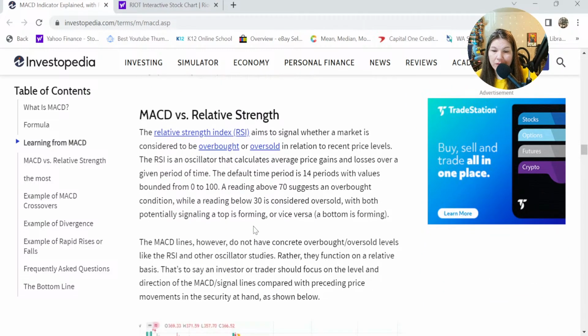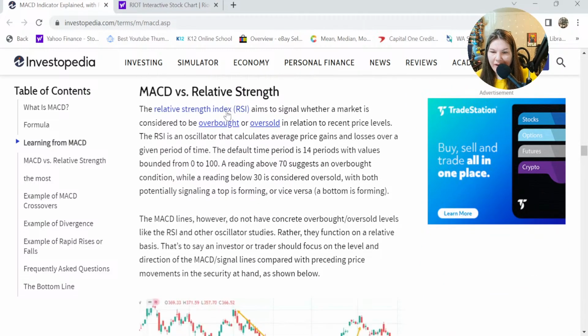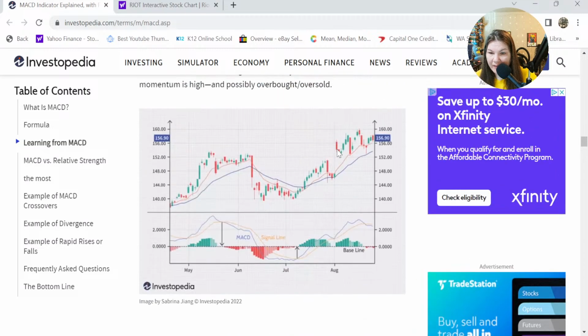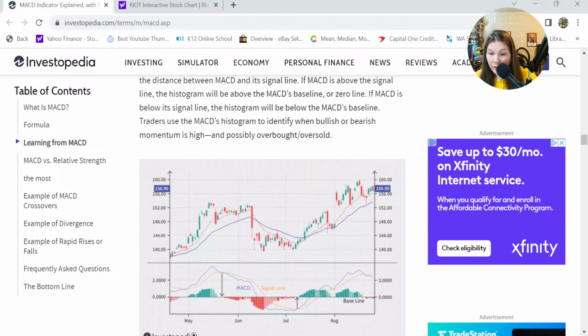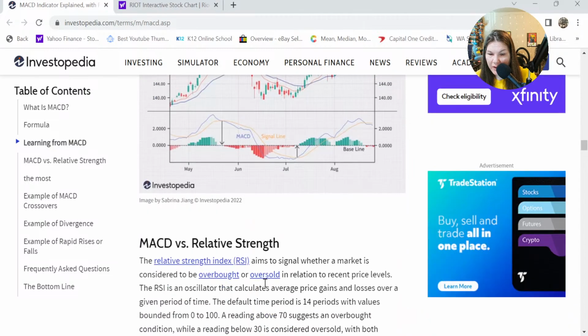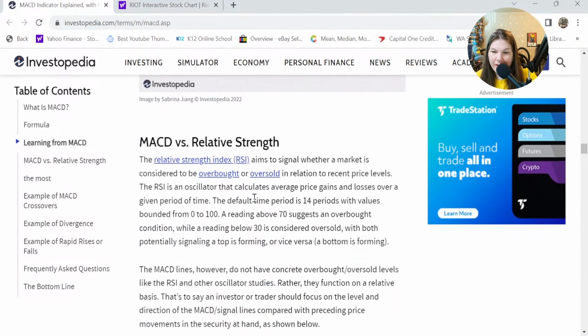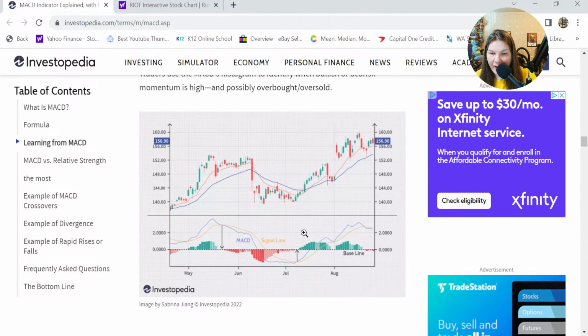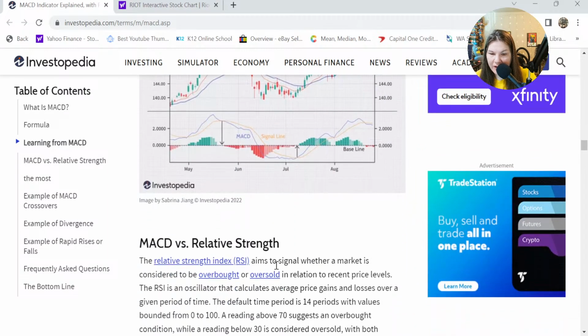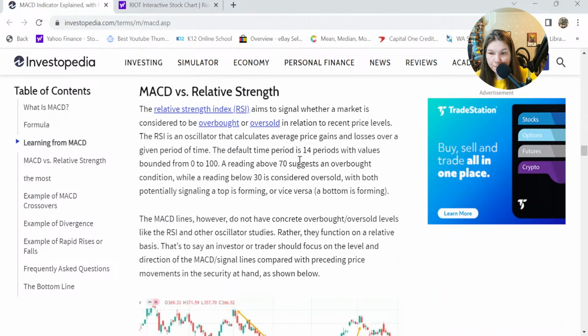So MACD versus relative strength. The RSI, or the Relative Strength Index, aims to signal whether a market is considered to be overbought or oversold in relation to recent price levels. And that's what they said. If these momentums are high or low, you could tell if it's overbought or oversold with the histogram. So that's how they're the same, right? They both show that, because an RSI also shows that.